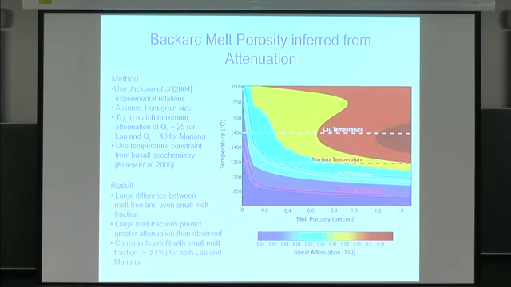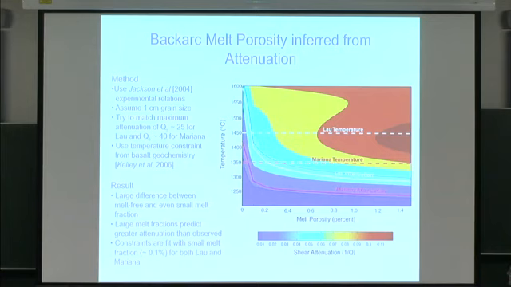I also, a few years ago, made a calculation using the Jackson et al. experimental relations, where they had determined an attenuation relationship for a sample containing melt. Now, Ian Jackson said there are several difficulties with that experiment, but just taking what they published, we can make a contour plot of the expected shear attenuation for different temperatures and different melt porosities. Here it's between 0 and 1.5 percent melt porosity.